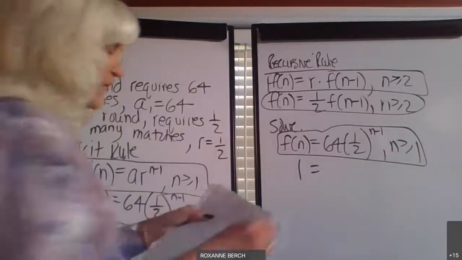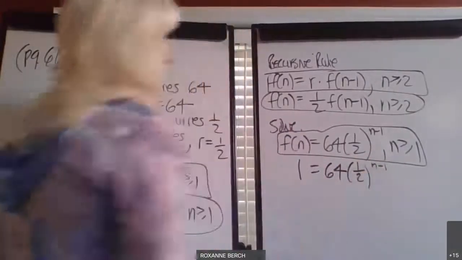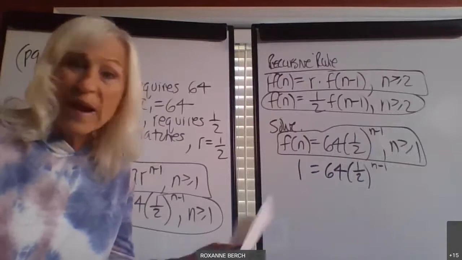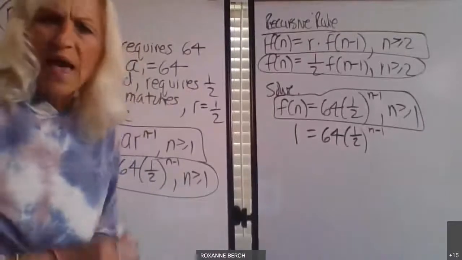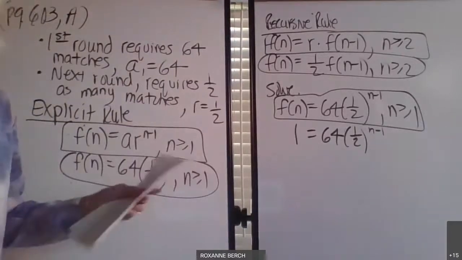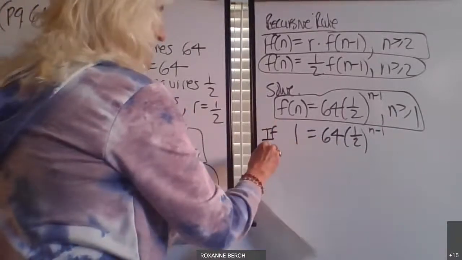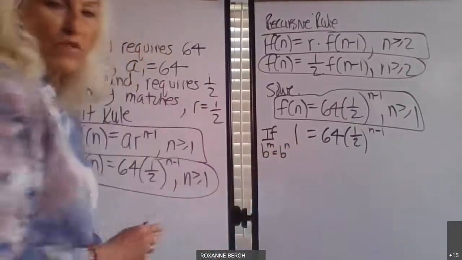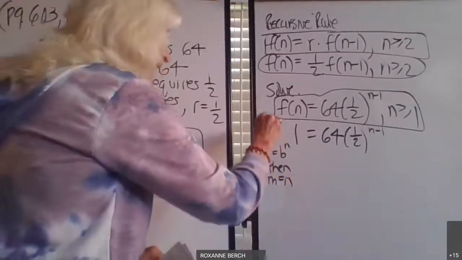So what you have here is 1 is equal to 64 times 1/2 to the n minus 1. And this is an exponential equation. Now, we haven't solved these yet. There's a rule you haven't even learned yet that I have to give you in order to solve this. Let me show you the rule. The rule says if the bases are equal, so if you have b to the m equals b to the n, you can cancel out the bases and equate the exponents.